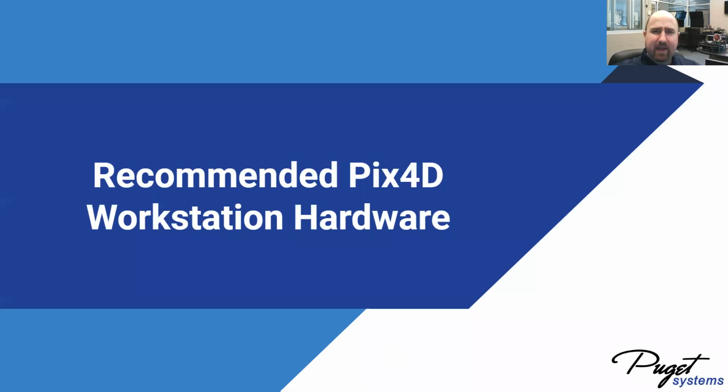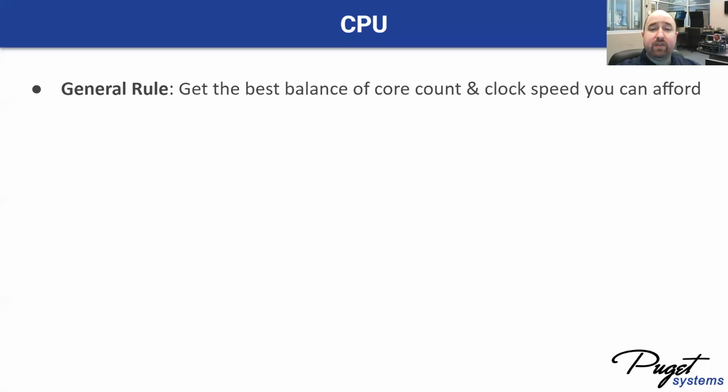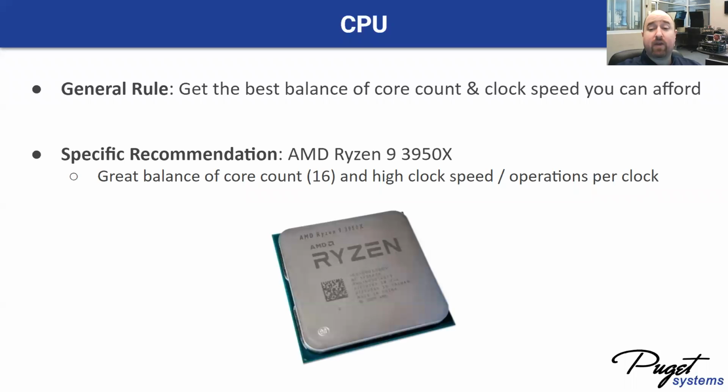And so with that overview of those main 4 categories done, we're going to dip back into each of those categories with specific recommendations. So on the CPU, as a general rule, like I mentioned, you want to get the best balance of core count and clock speed that you can. For a specific recommendation, as of right now, I would go with the AMD Ryzen 3950X for most folks. It's a fairly affordable processor, but it's fantastic performance. 16 cores, very high clock speed.